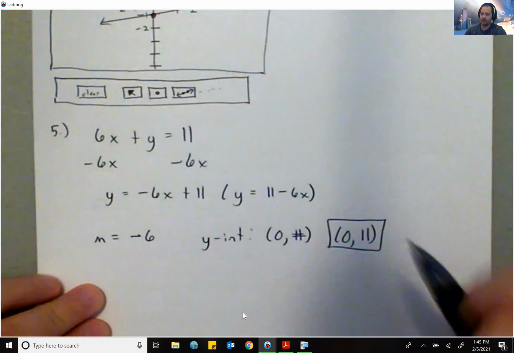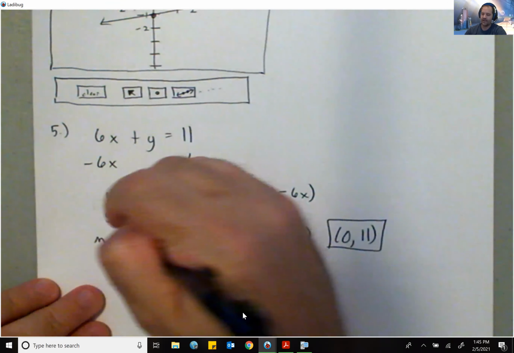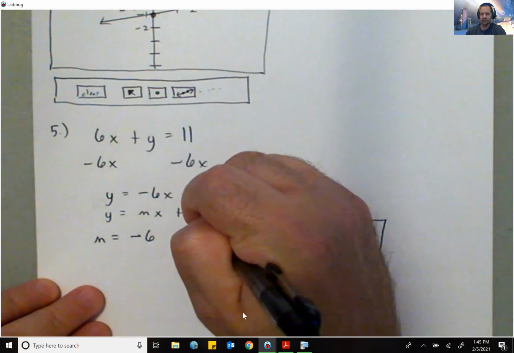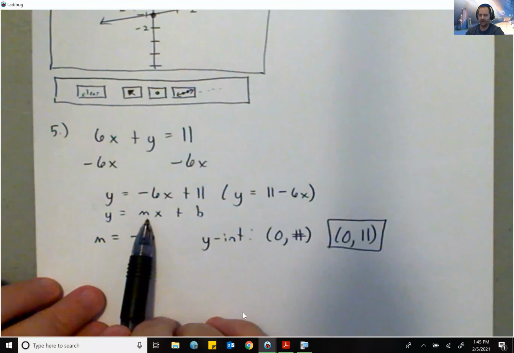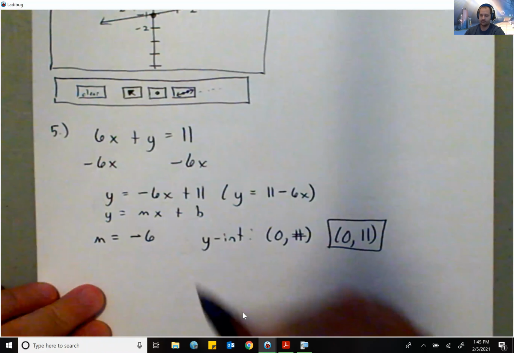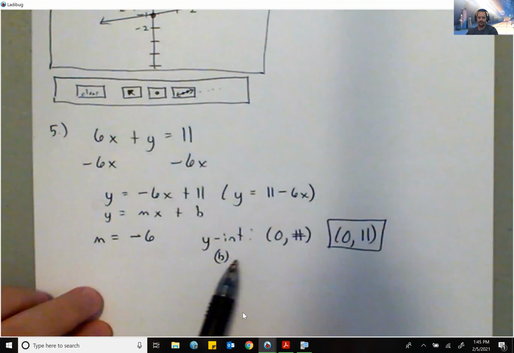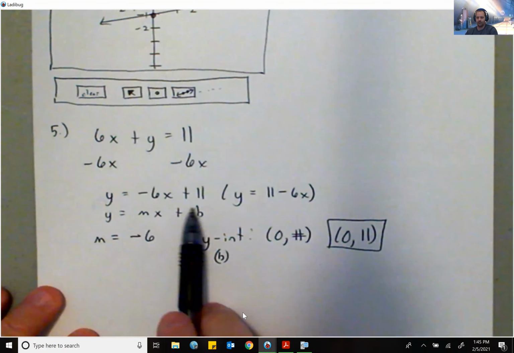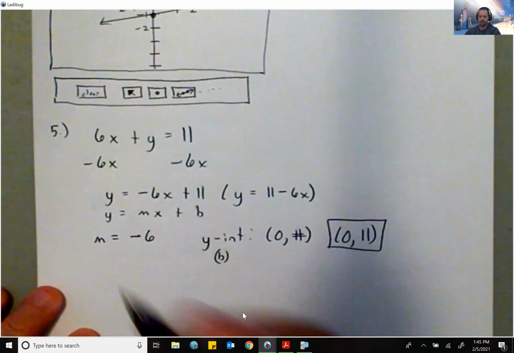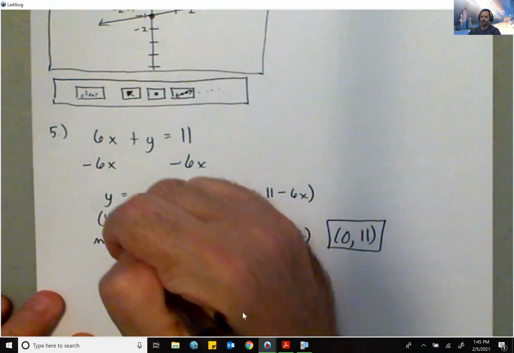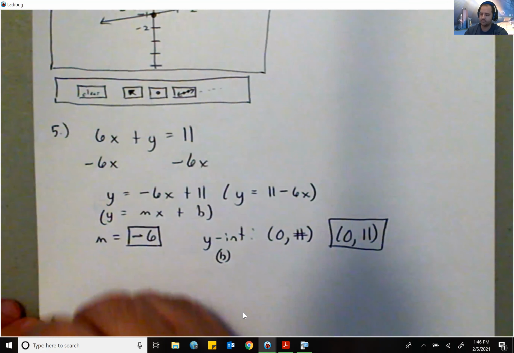Because remember, we call it slope intercept because it gives you the slope and the intercept. That's what b is. It is the y-intercept. 11 is the y-intercept. So that's all they want in number 5. Tell us the slope, tell us the y-intercept. Number 6.